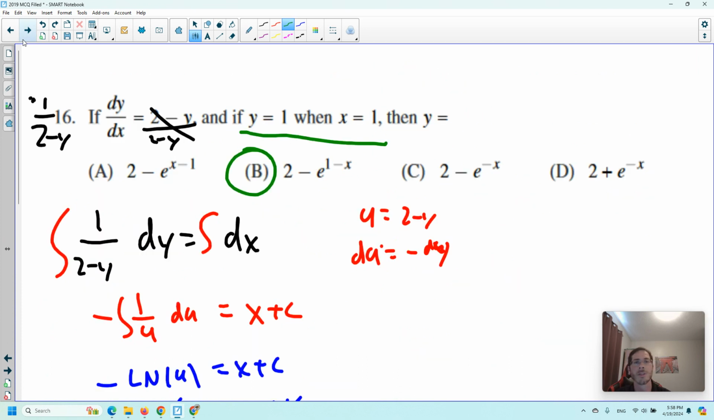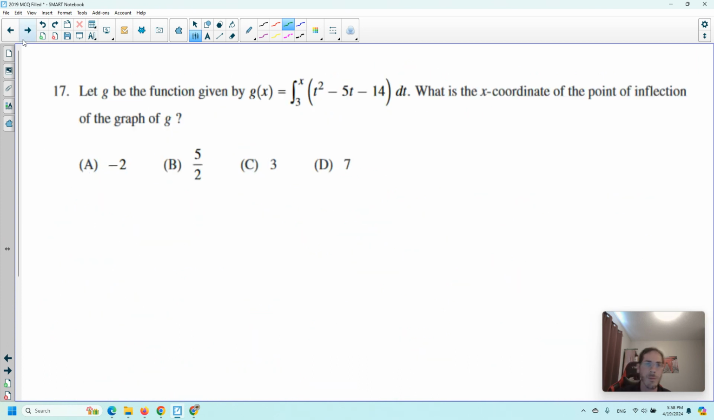So let's see what we got for 17. All right. G is the function given by g of x is equal to the integral from 3 to x of t squared minus 5t minus 14 dt. That's looking pretty good. What's the x-coordinate of the point of inflection? All right, well, point of inflection is when the second derivative is 0 or DNE with the sign change.